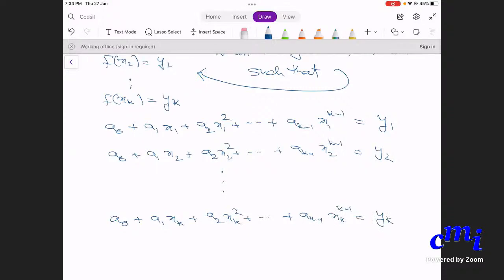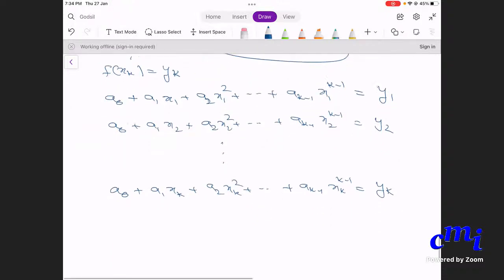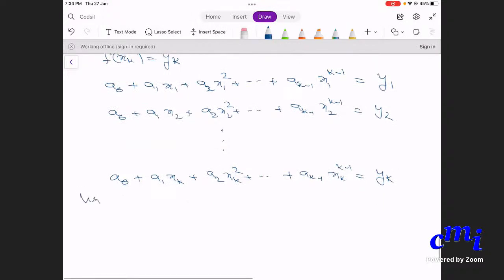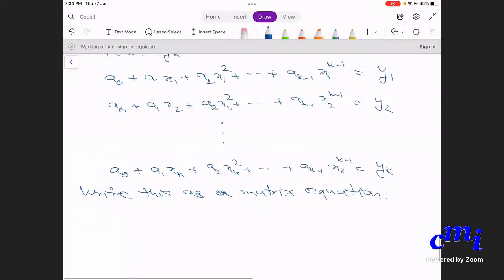Now please remember that the variables here are not the x's, the variables are the a's. The x's and y's are what we know. So this can be written as a matrix equation. So what is the matrix equation? The matrix equation looks like this.